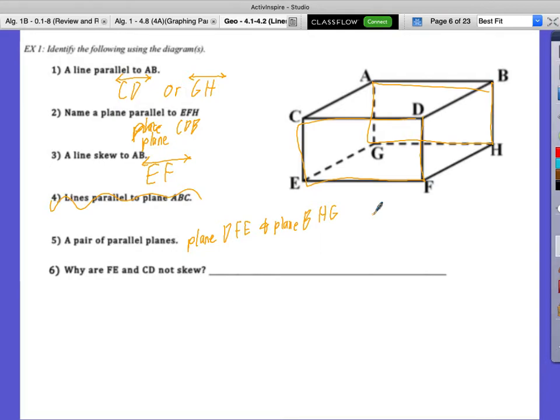Okay. Can somebody tell me why lines F, E and line C, D are not skewed? They're on the same plane, right? They're on the same plane. They're coplanar. Very good. I kind of want to hammer that idea home there.